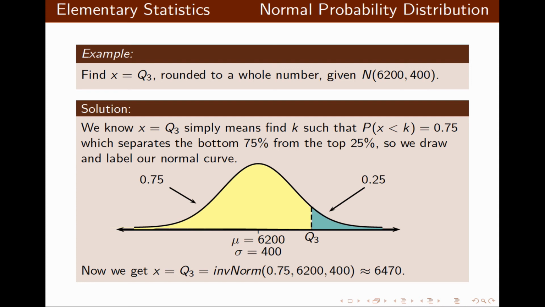So x equal to Q3, using inverse norm TI command, with the left area of 0.75, mean of 6,200, and a standard deviation of 400. Rounding it to a whole number, we get 6,470.